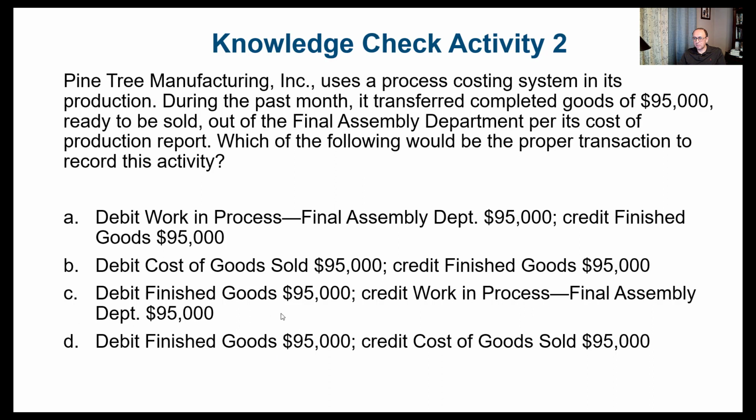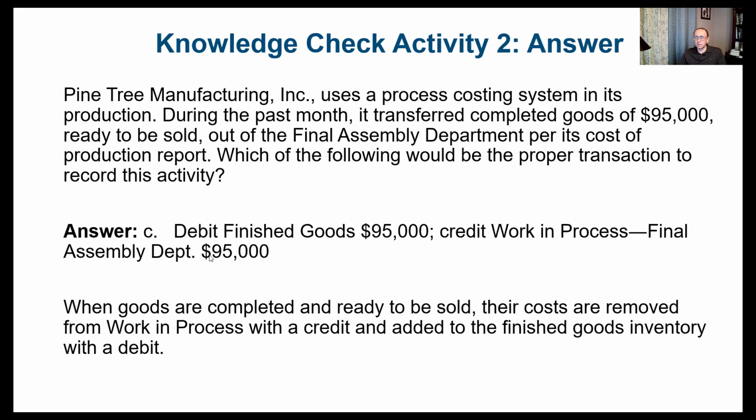I think this is tempting. We're increasing the finished goods, we're reducing the work in process for the final assembly department because now it's transferred to finished goods. Let's see the last one, maybe we missed something. Debit finished goods and credit cost of goods sold. No, cost of goods sold is recorded whenever it is sold. So the right answer would be C. So debit finished goods for $95,000, and we credit work in process for the final assembly department.